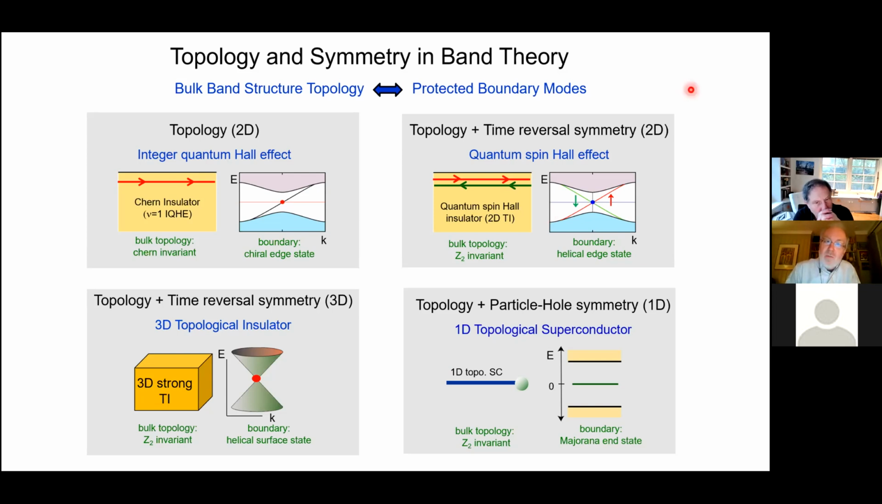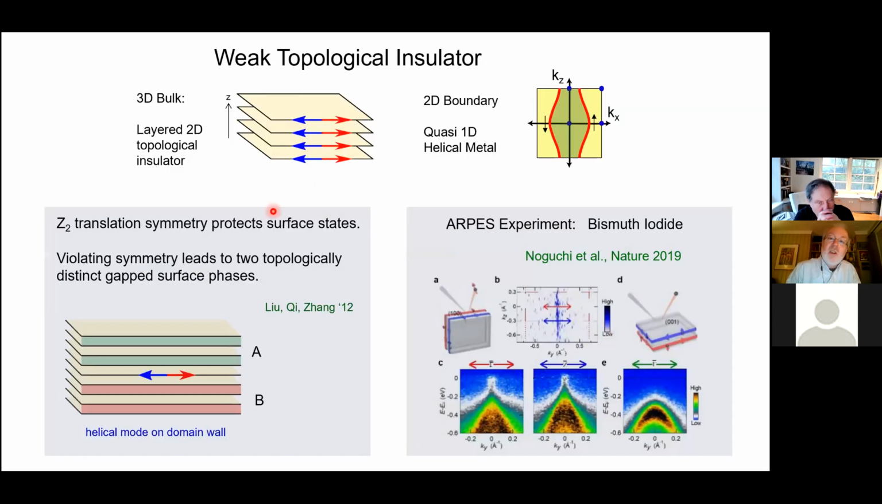Now, there are a lot more symmetries that you can think about, and in particular in a crystal, there are many different kinds of symmetries, and I want to focus on one, which is translation symmetry. And so one of the things that translation symmetry leads to is what we call a weak topological insulator. Okay, and this is one of the things that we realized when we first started realizing there could be such a thing as a 3-dimensional topological insulator.